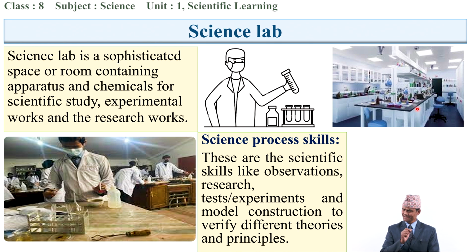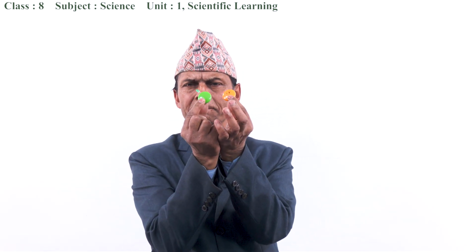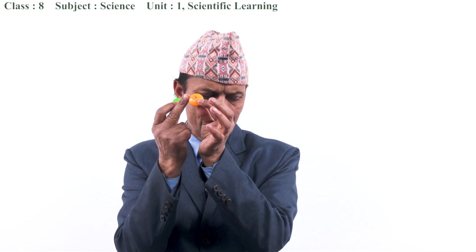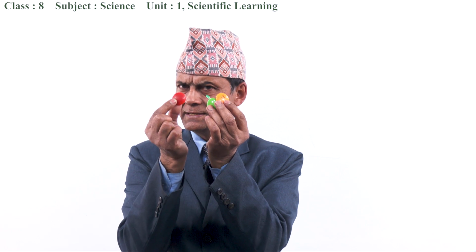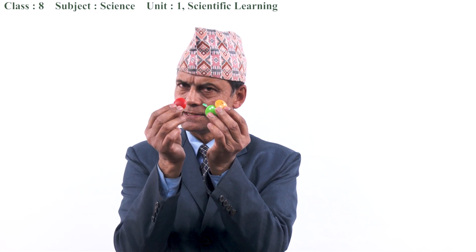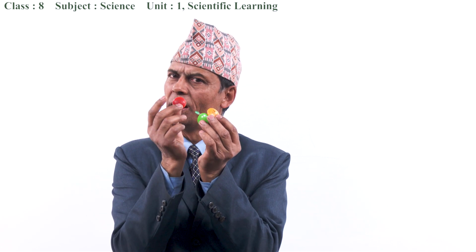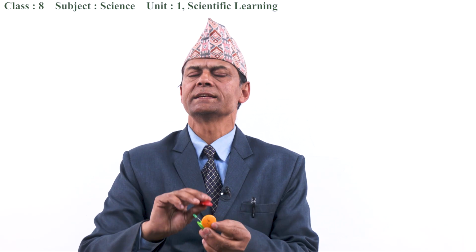Let's discuss what the science process skills are. Dear students, science process skill involves observation. What do you observe here? Do you observe color? Here, what is this? Green color. What is this? Orange color. Similarly, which color is it? Red color. Yes. How did we know the color of this item? Through observation. Yes. Observation is also a science process skill.